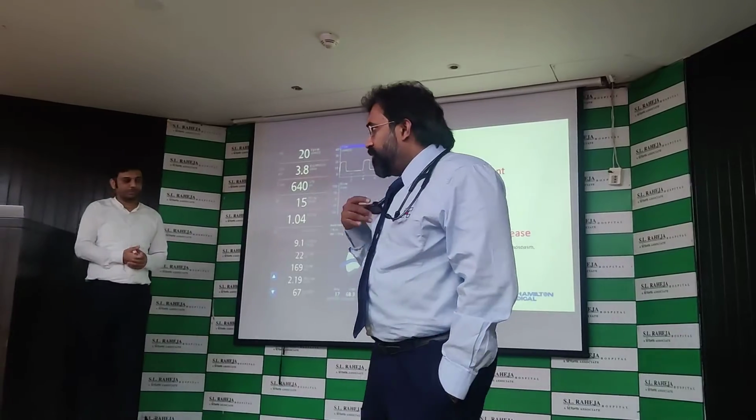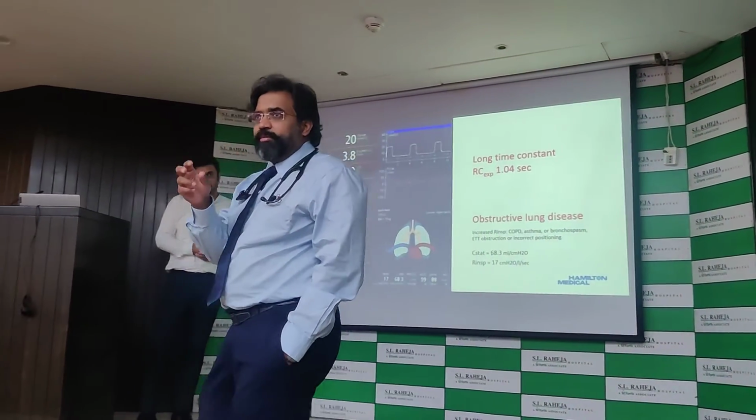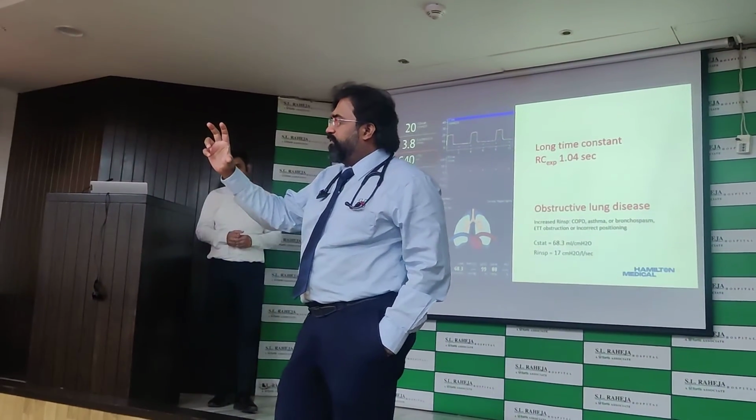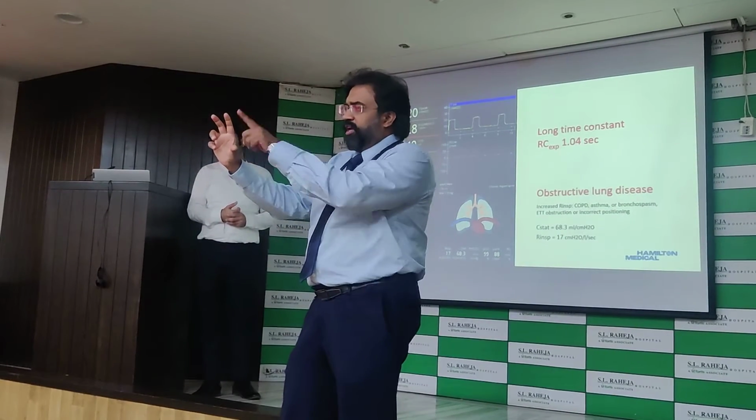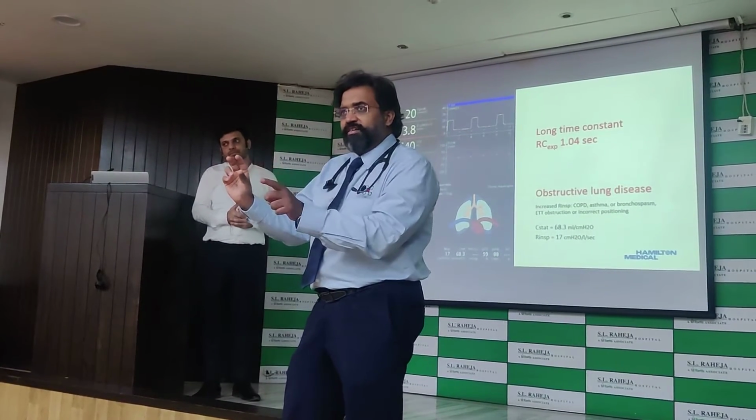So each alveoli has got a different time constant. So there will be one alveoli that is so big, there will be one that is so small. This alveoli has a different time constant, that alveoli has a different time constant.